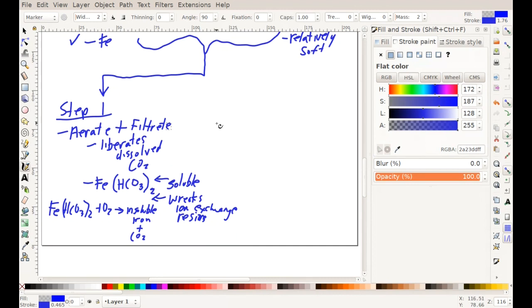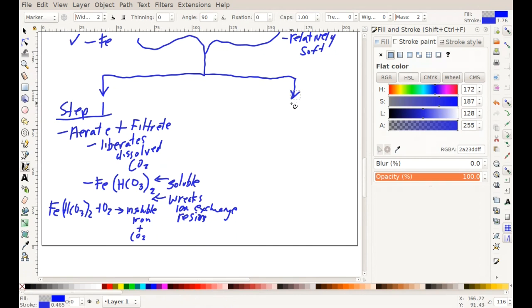So anyway, we're going to now do this, but on an industrial scale. So if we've got water that doesn't have a lot of suspended matter, we're going to basically aerate it and filter it to get rid of dissolved iron, and also to get rid of dissolved CO2 if we happen to have some in there.